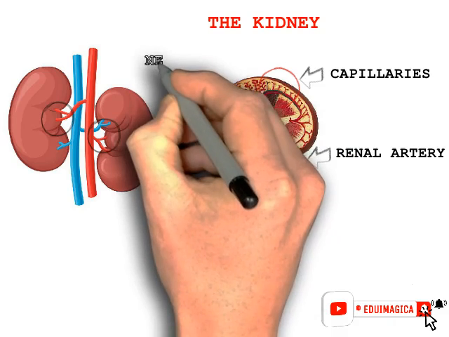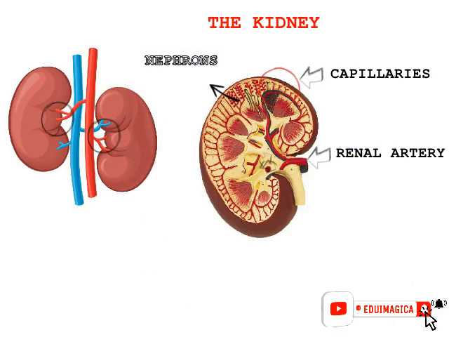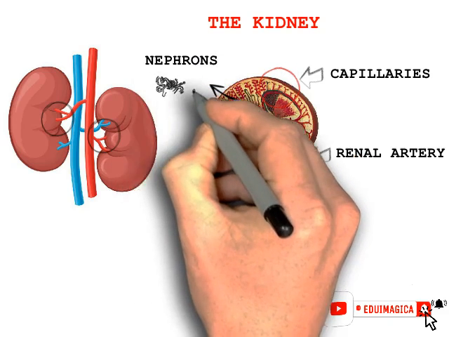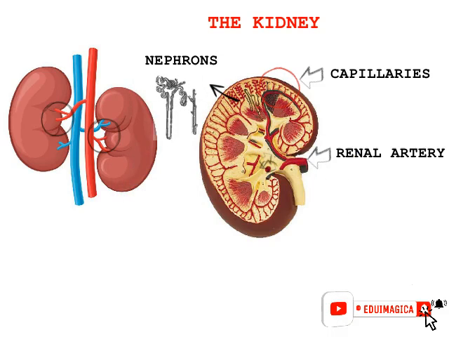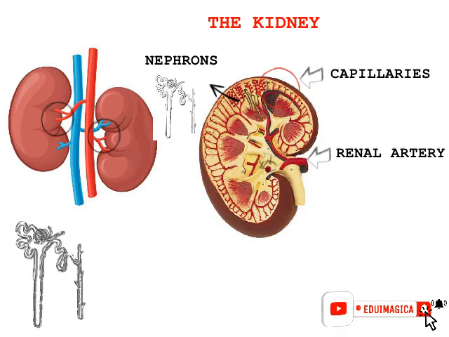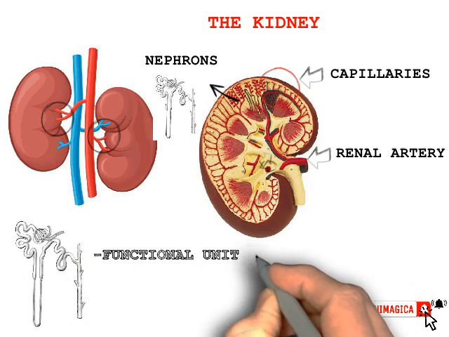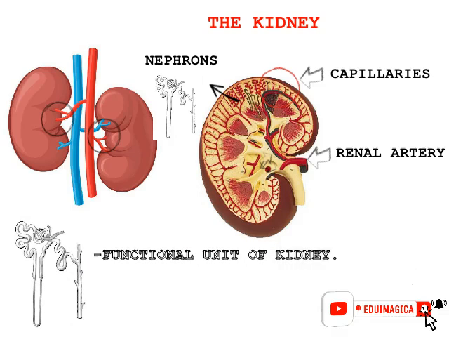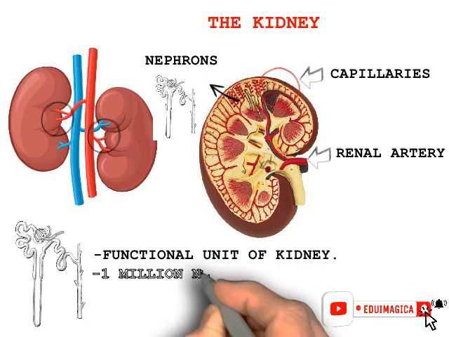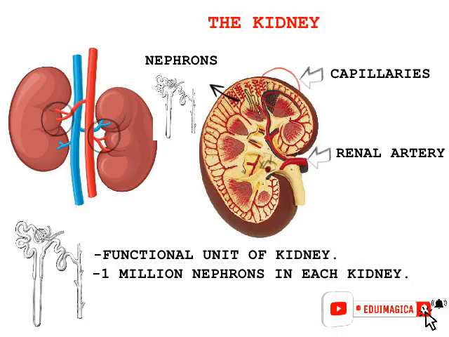The cortex region consists of a number of nephrons. These nephrons are responsible for the filtration, and these nephrons are the structural and the functional unit of the kidney. The number of nephrons in each kidney is approximately 1 million. We will talk about the detailed structure of nephrons and the functioning of urine formation in the upcoming video.